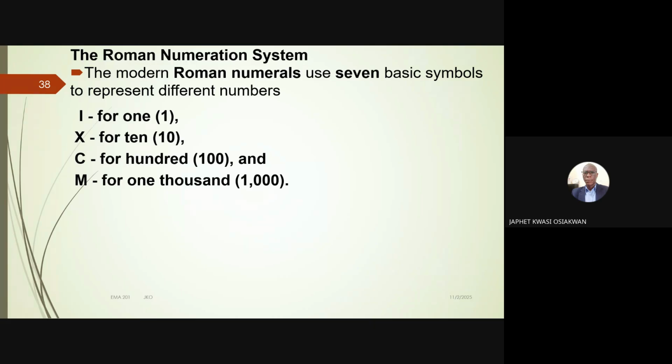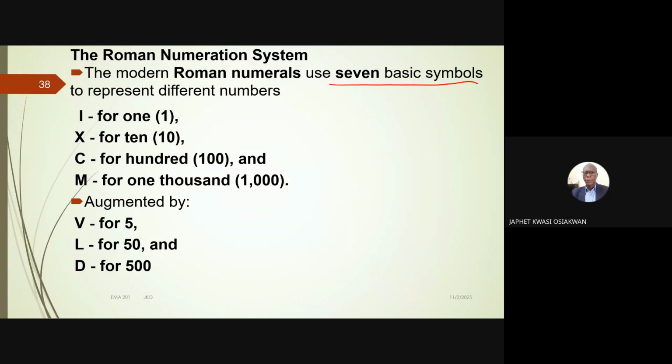So the Roman numeration system, I say basically they have 7 basic symbols. The I for 1, the X for 10, the C for 100, and then M for 1,000. Have you written that down? Yes, sir. And these symbols are being augmented, or supported, by 3 other symbols. Write them down also: V for 5, L for 50, D for 500.